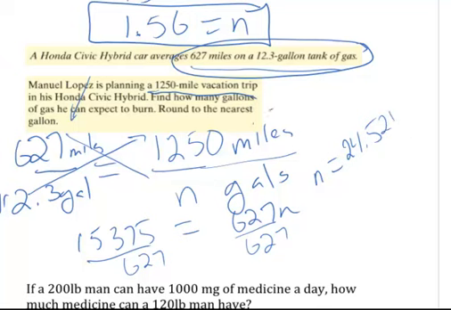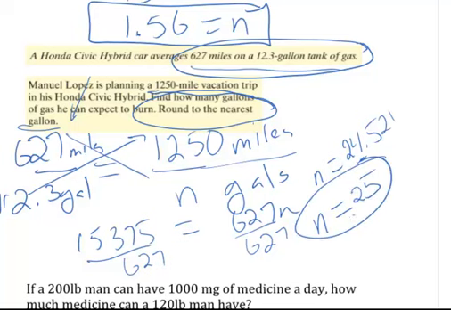If you notice, though, the directions are telling me to round to the nearest gallon. That means they want me to round to the nearest whole number. So that means we're basically going to round to the ones position. So if it's 24.5, then we should round that to 25, and that's gallons of gas.